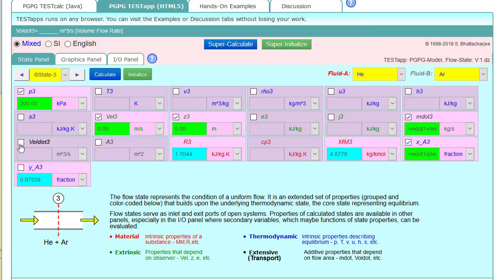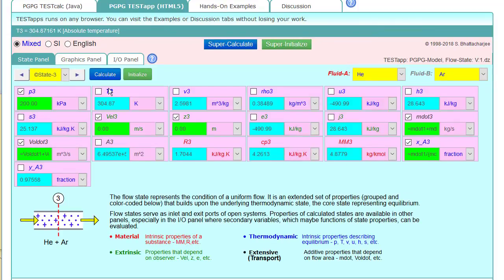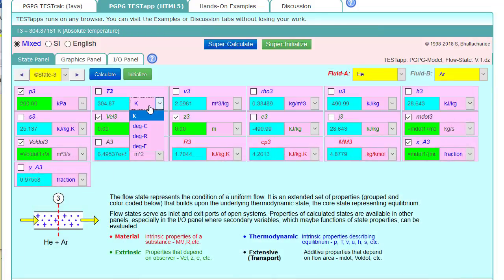One other thing that we know is that volume is an additive property, so we can do volume dot 3 gets volume dot 1 plus volume dot 2. And calculate. Now we have all our properties. So the question asked to find the final temperature of the mixture. So at state 3, we'll keep it in degrees Celsius. So we get that the mixture temperature is 31.7 degrees Celsius.